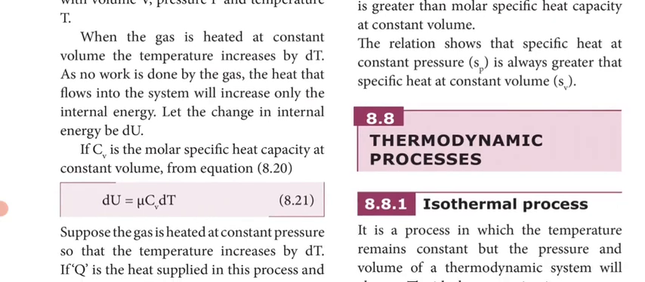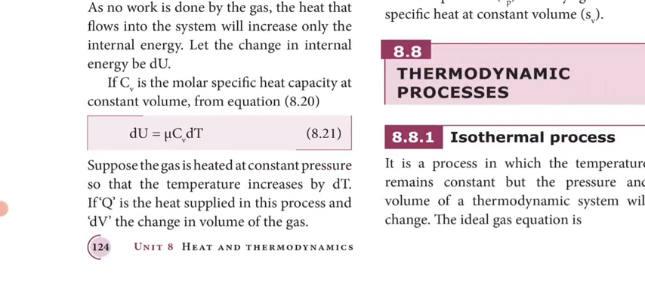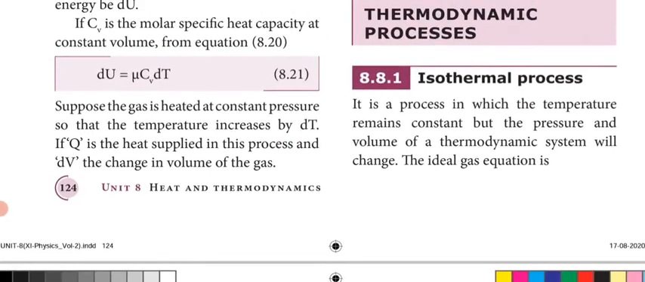As no work is done by the gas, the heat flowing into the system increases only the internal energy. U is the internal energy, so the change in internal energy is dU. If Cv is the molar specific heat capacity at constant volume, we can write dU is equal to μ Cv dT.